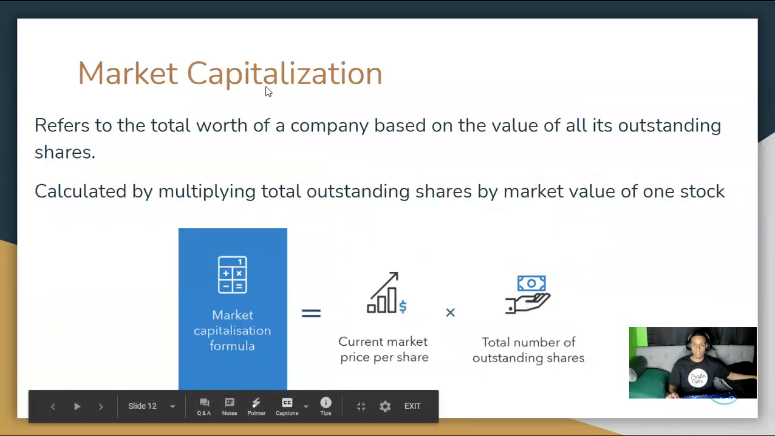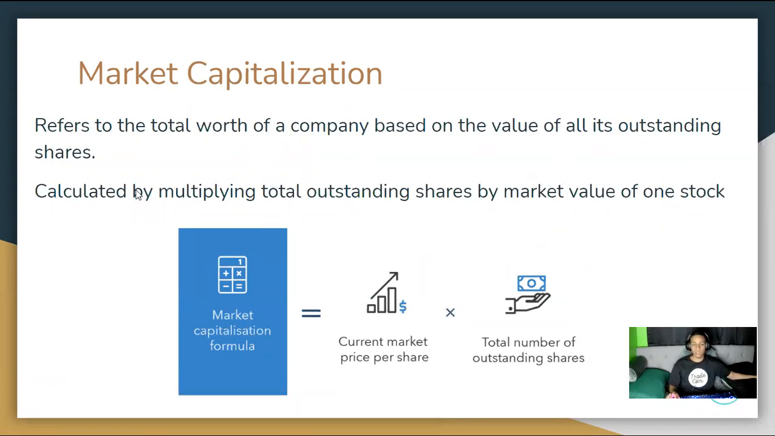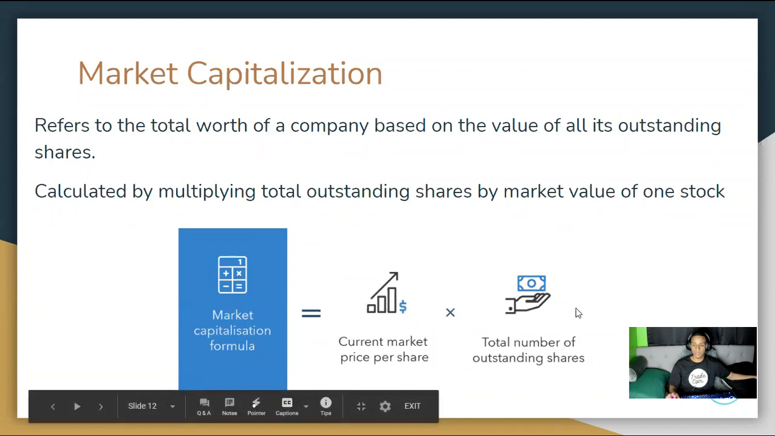All right. So market capitalization. This refers to the total worth of a company based on the value of all its outstanding shares. It's calculated by multiplying the total outstanding shares by the market value of one stock. Here's a little explanation right here. Picture the market cap formula. You have your current market price per share, and you're multiplying by the total number of shares outstanding. Say my company is Apple, and I have a total of 100 shares outstanding, and my shares are worth $10 each. I'm going to do 100 times 10, and that'll be 1,000. So my market cap for my company will be 1,000. That's how you get market cap.